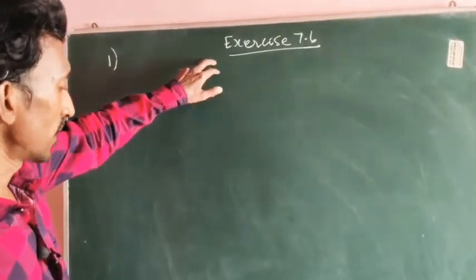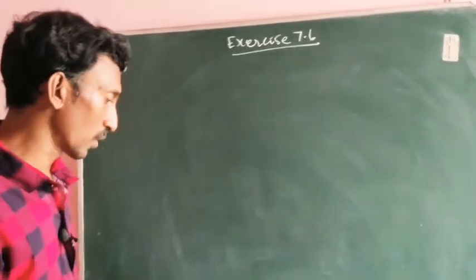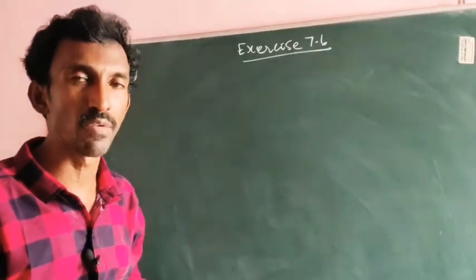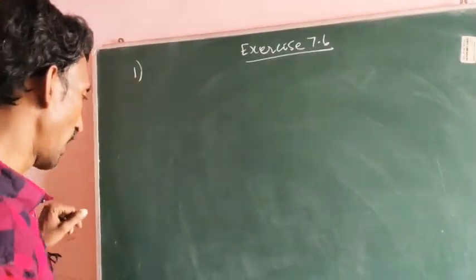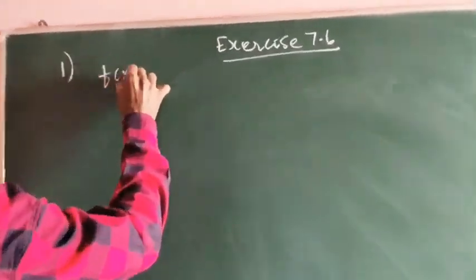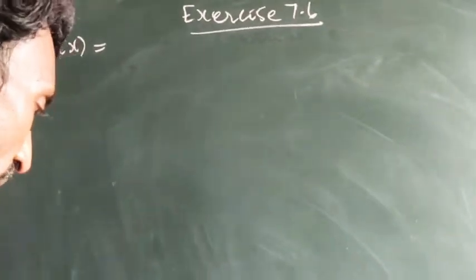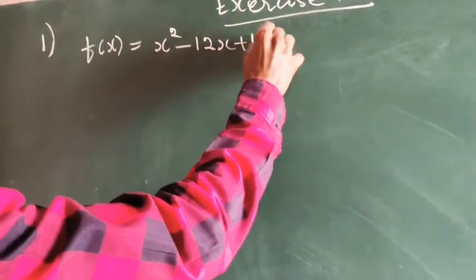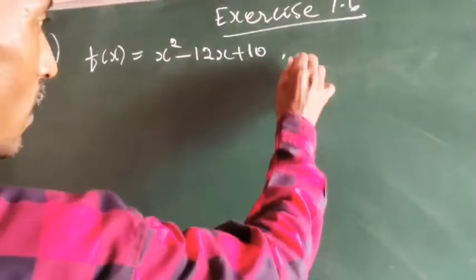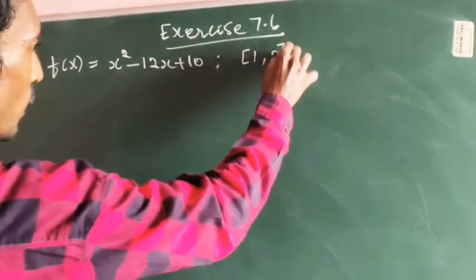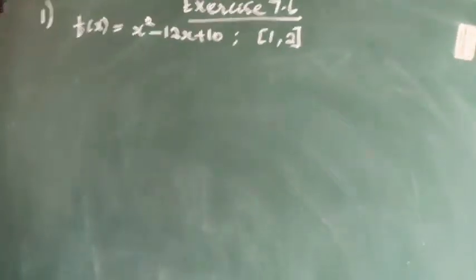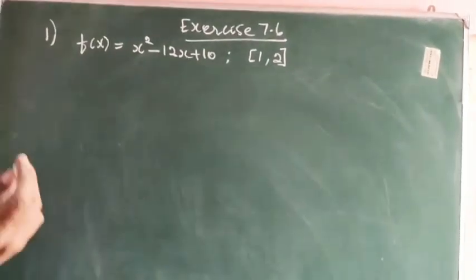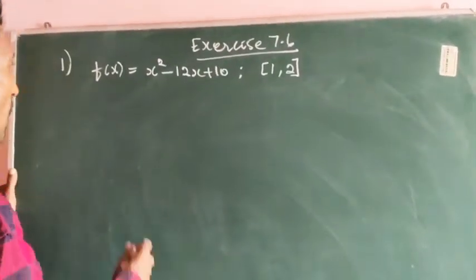Okay, exercise 7.6, question number 1. There are 4 subdivisions. The question is, find the absolute extremum of the following functions on the given closed interval. Question number 1 is f of x equal to x square minus 12x plus 10, in the closed interval 1 comma 2. Already told you, find out the critical number, either first derivative equal to 0 or first derivative does not exist.